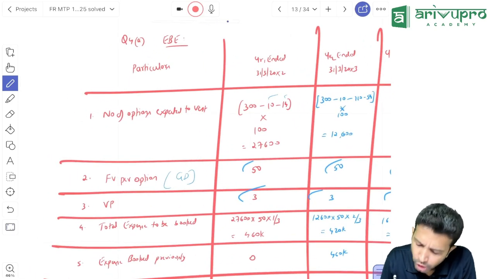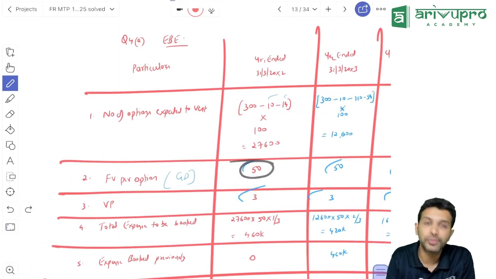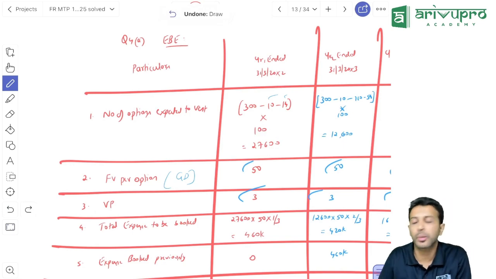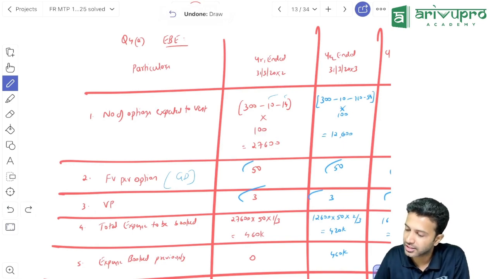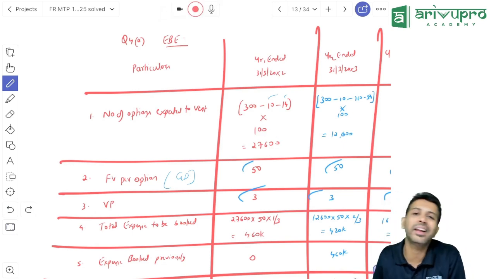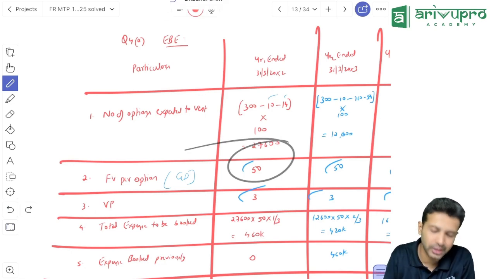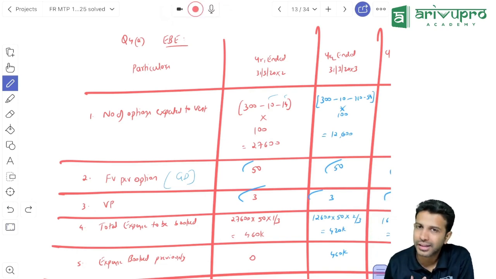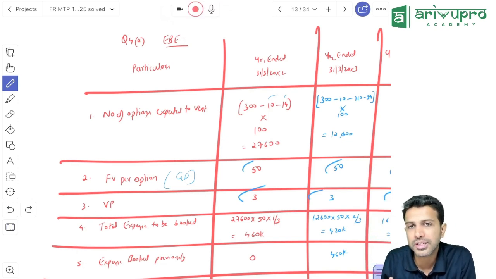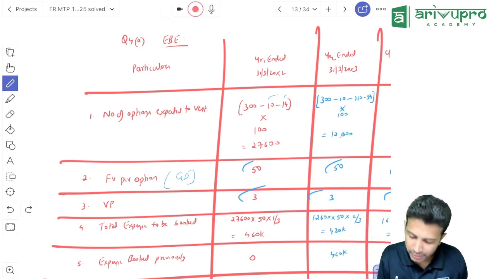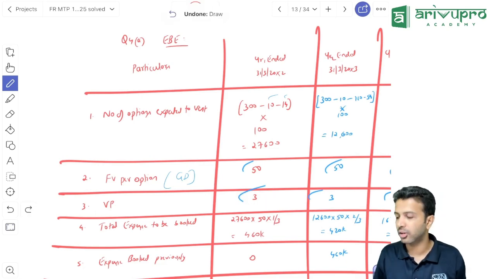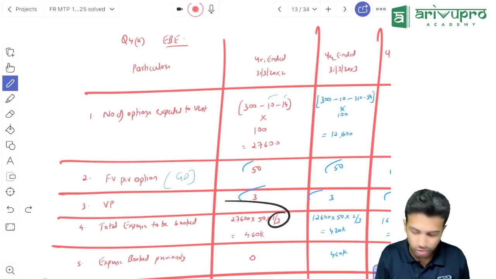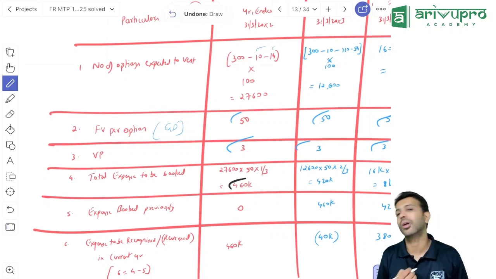The loss on one option is 50. So totally 27,600 options are expected to vest. So 27,600 into 50, if you do, you'll get 13,80,000. That is the total loss the company is expecting to make. But will the total loss be booked in the first year? No, it will be booked over the vesting period. How many years? 3 years. So you divide by 3. We are in the first year, hence 1 by 3. So in the first year you'll book an expense of 4,60,000.